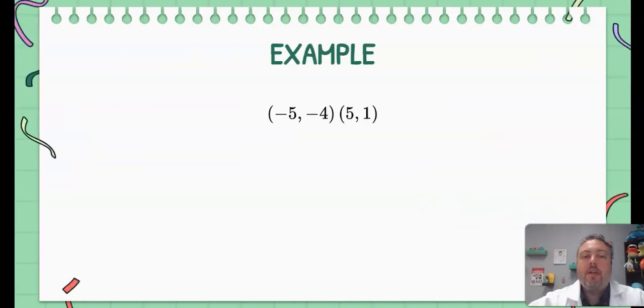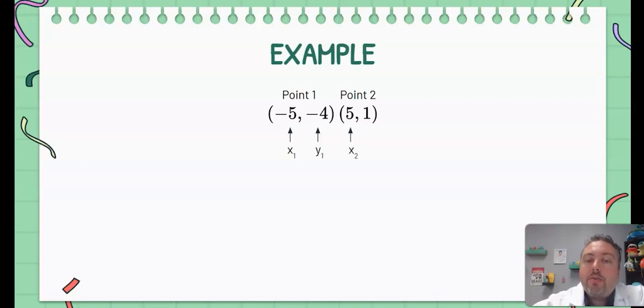So here's an example, -5, -4. And then the other point is 5, 1. The first thing I do is I label the points, point 1 and point 2. This is important because now I'm going to label the coordinates. The x-coordinate of point 1 becomes x1. The y-coordinate of point 1 is y1. The x-coordinate of point 2 is x2. The y-coordinate of point 2 is y2.